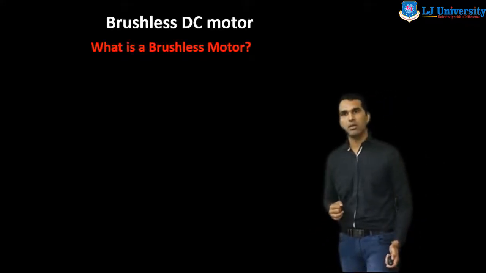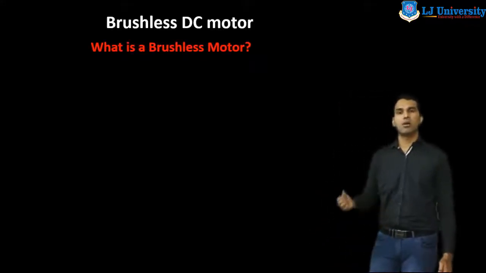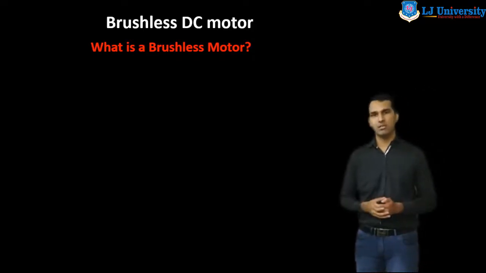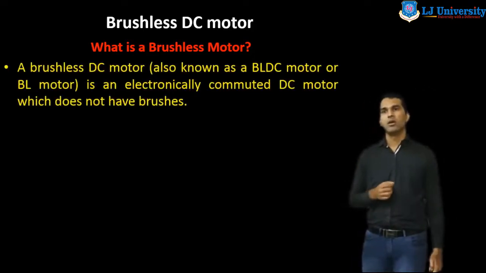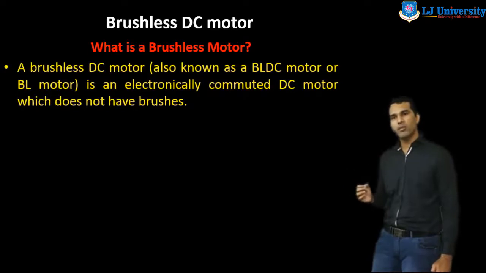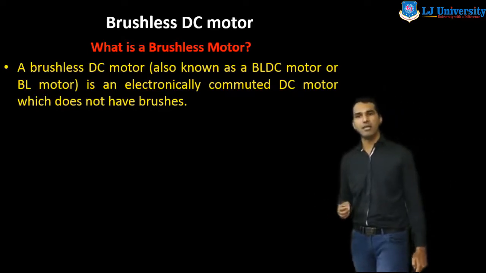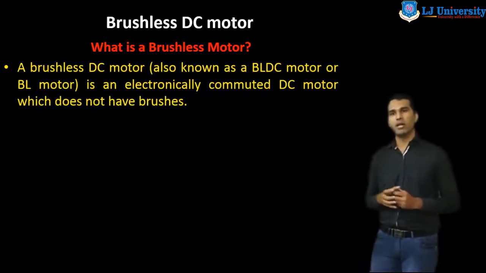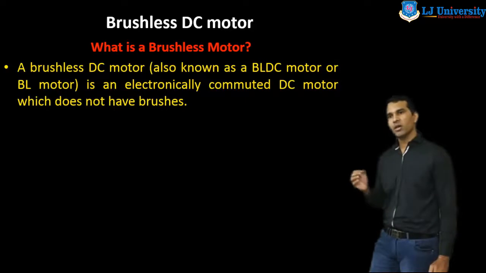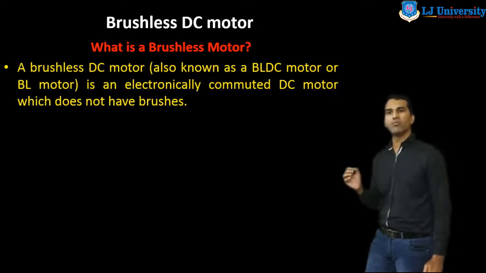Now we discuss the last topic. This is the brushless DC motor. Now the first question that comes to mind is, what is a brushless motor? A brushless DC motor, also known as BLDC, or we can say the BL motor, is an electronically commutated DC motor which does not have brushes.